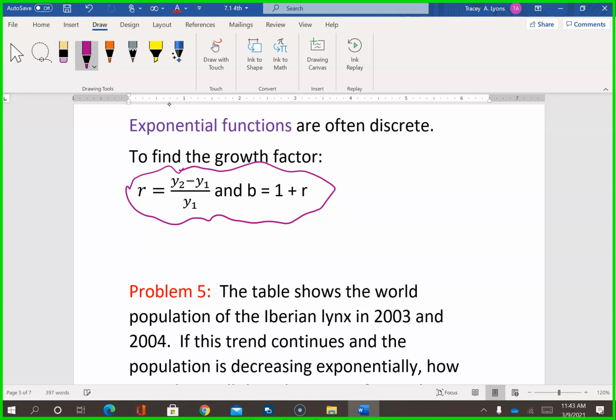So to find the growth factor, in this case, the example that we're going to do is years. Year 2 minus year 1 divided by year 1. It will give us a decimal number or a percent. And then your B is going to be the 1 plus R like it was in the parentheses of the question. So even though it says it there, once you get the R value, you can still plug it in just like we did before.